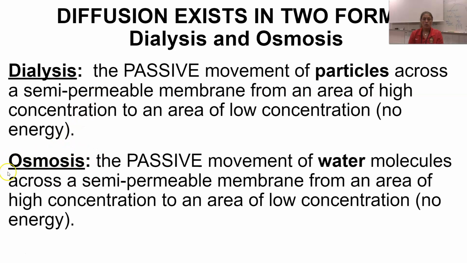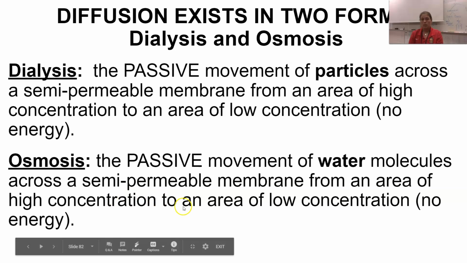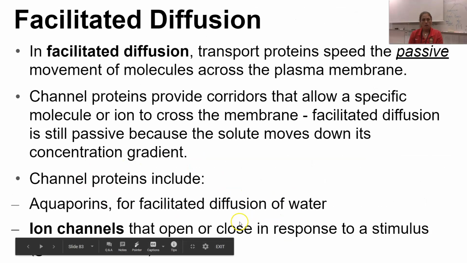And then we have osmosis. This is also passive, and this is across a semi-permeable membrane, and it's from high concentrations of water to low concentrations of water. And there are multiple types of this, and we'll talk about it later.